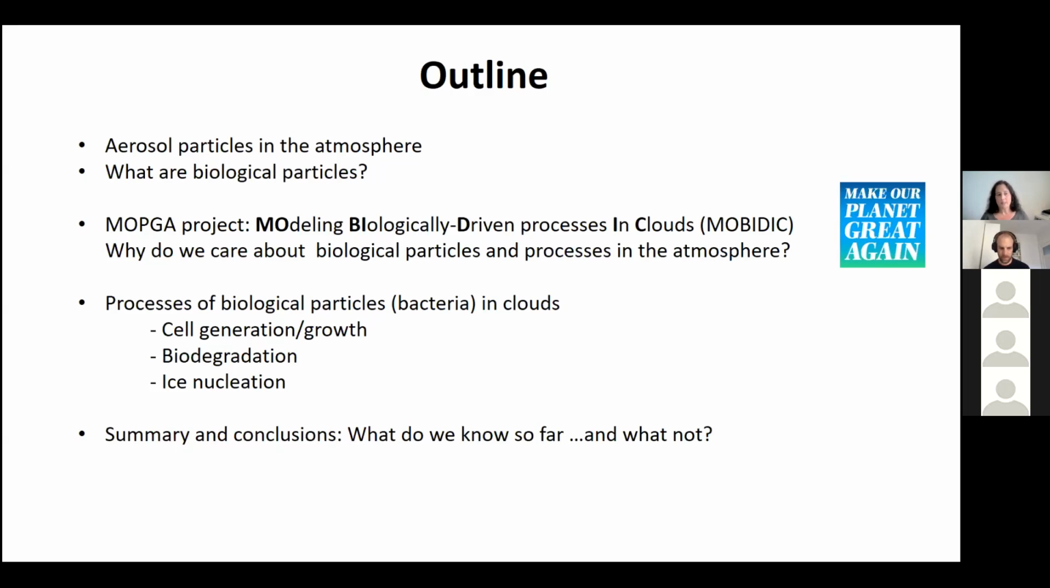And I will focus on some of the processes like cell generation and growth, biodegradation, and also ice nucleation on biological particles. And throughout my talk, I will actually focus on bacteria as microorganisms, because we just have most data and we know most about them. And so in my summary and conclusions, I will summarize what we know so far, and probably more importantly, what we don't know, and where we need more data and more constraints to include it in models.